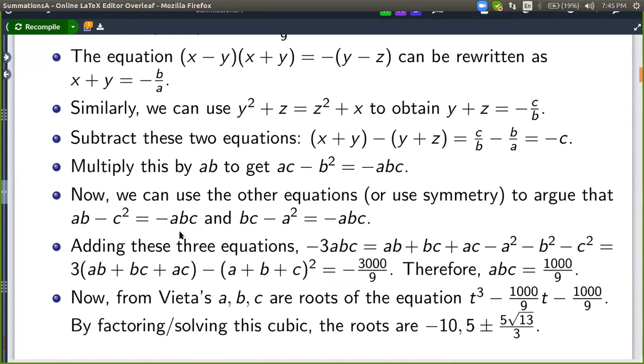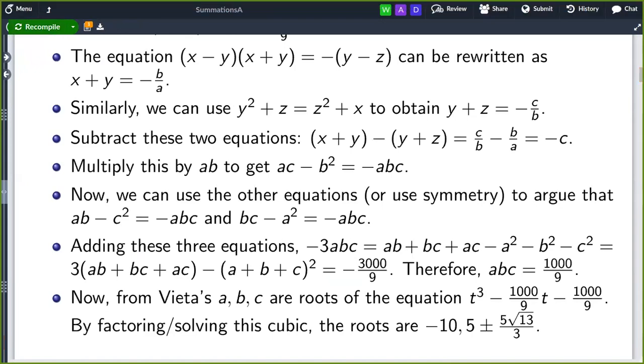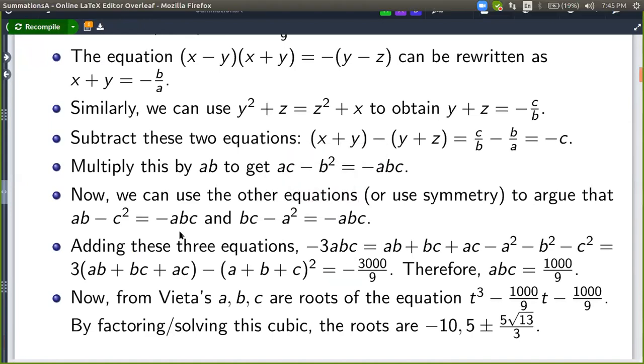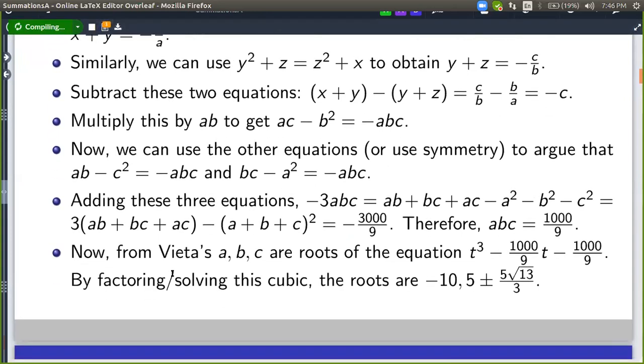So I'm going to skip the solving of this cubic, but actually we can just factor it. And it turns out that negative 10 is a root of this equation. And so once we use that, we get that A, B, and C are negative 10 and 5 plus or minus 5 root 13 over 3, in some order.